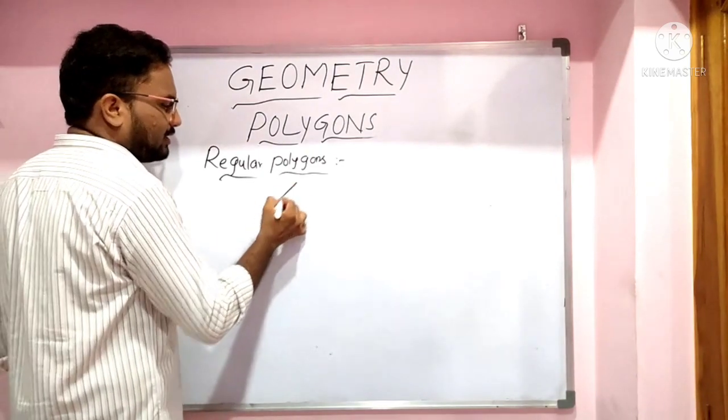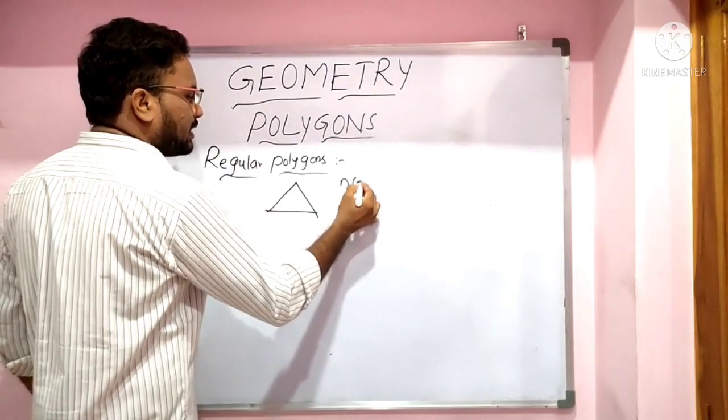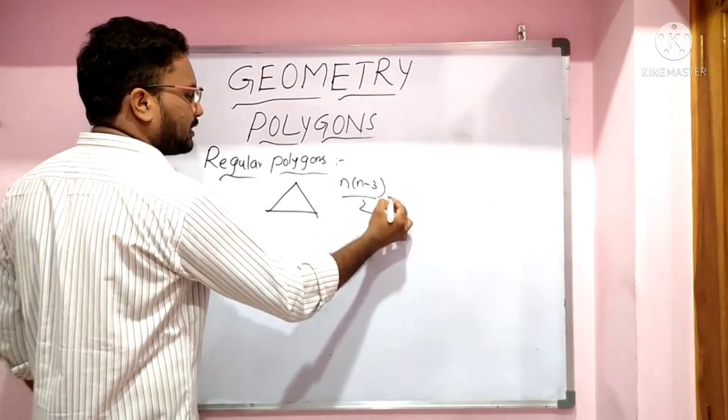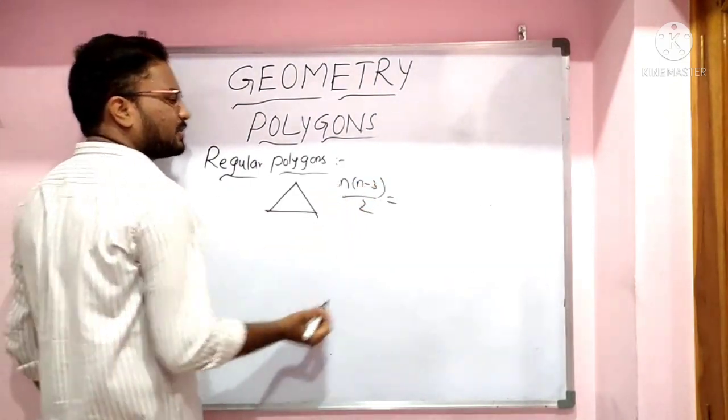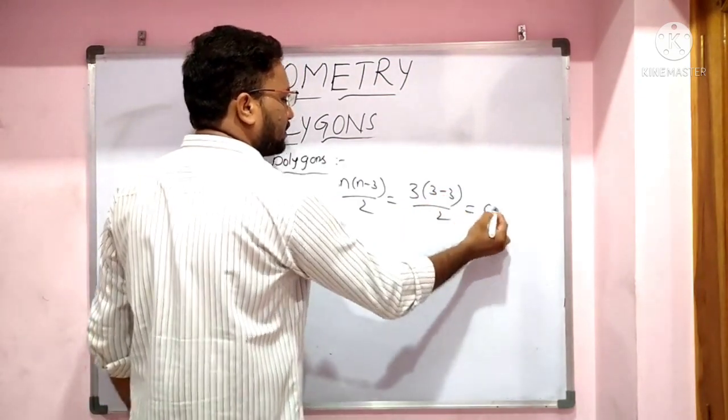So for a triangle, the number of diagonals equals n into (n minus 3) by 2. For a triangle the number of sides is 3. So 3 into (3 minus 3) by 2 equals 0.